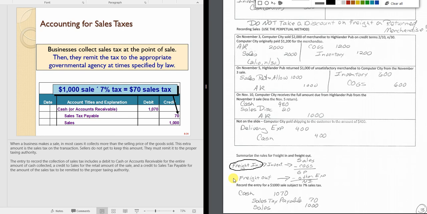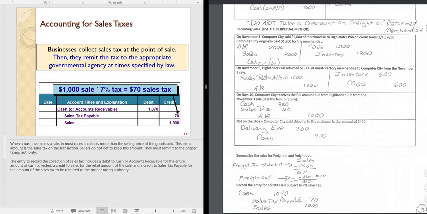Now, when does the tennis shoe company pay for the freight? Well, they pay for the freight if you order over $300 of items, or if you buy it on Black Friday, etc. In other words, freight out is a selling expense, not a cost of the inventory. So the seller's paying it, so it goes into other expense. So make sure you pay attention to who's paying the freight. If it's delivery expense and the seller pays it, it's freight out. If the buyer pays it, it's added to the inventory.